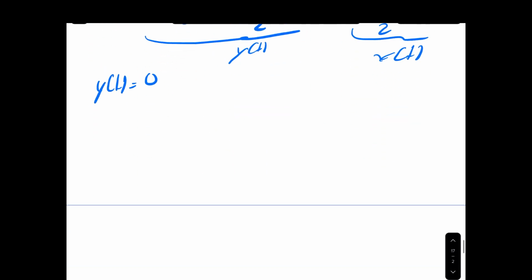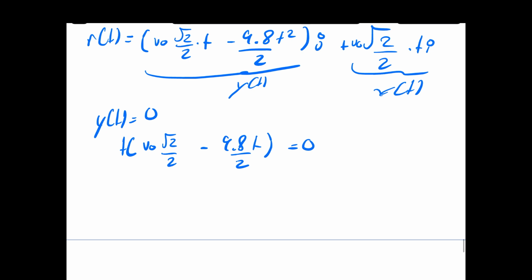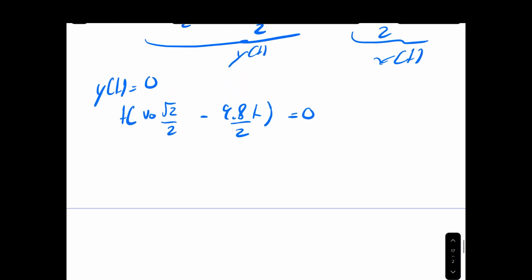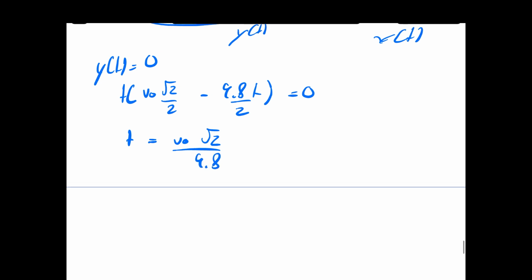Now, we want v naught root 2 over 2 times t. And actually, I'm going to just factor it out from the beginning. Minus 9.8 t over 2 equals 0. So, of course, we don't have t equals 0. But when we move it around a bit, we're going to get t equals v naught root 2 over 9.8. And you might just be able to see that from the 2's canceling out.